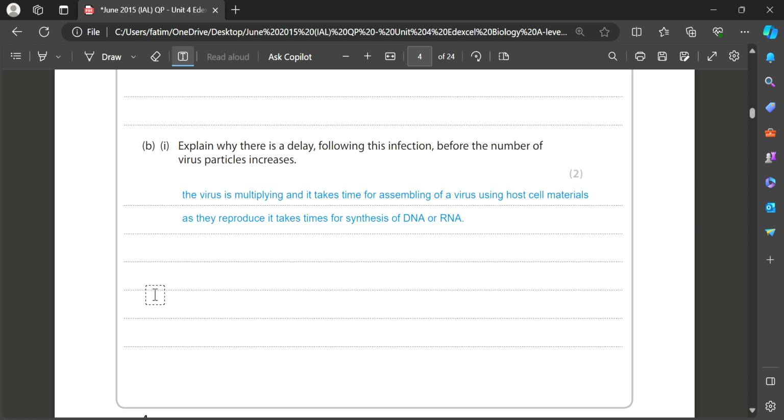So one point was for saying that it takes time for assembling a virus. I actually would have given the second point first, before going over to the assembling of a virus. You can inverse it if it makes more sense that way. Multiplying, I don't think it is wrong, but I don't think it will give you the mark because it's very vague. We need to explain why it would take time for it to multiply. What is it doing that takes time?